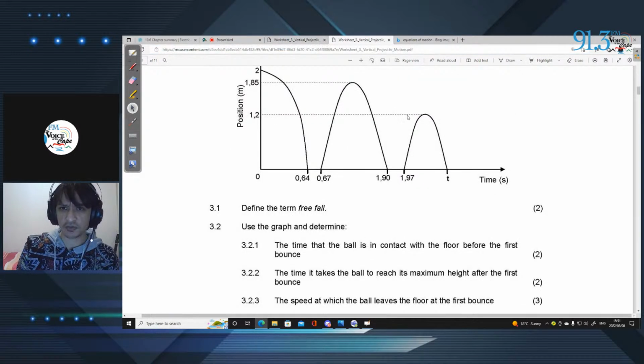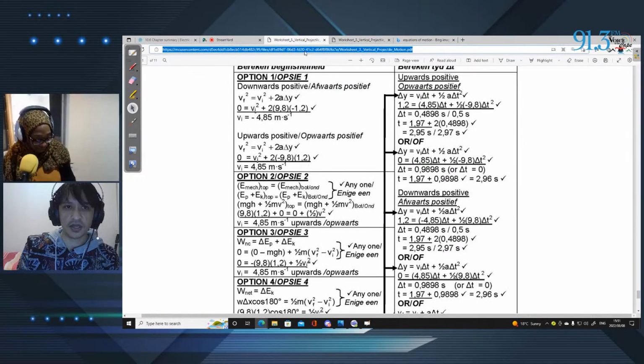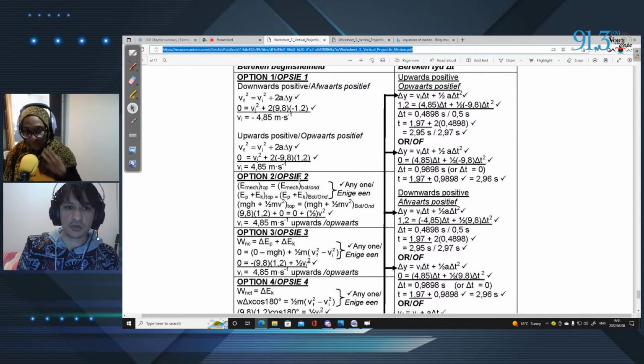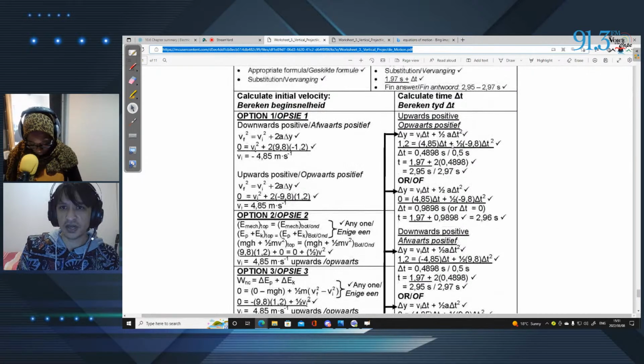And we're speaking about this point over here. Right? Here, the peak is 1.2 meters. We know that at this peak, Vf is equal to 0. We know that the time here is 1.97 seconds it took to get to this point. And all they do is they go ahead and substitute this in, and we find our initial velocity. Easy, no problem.